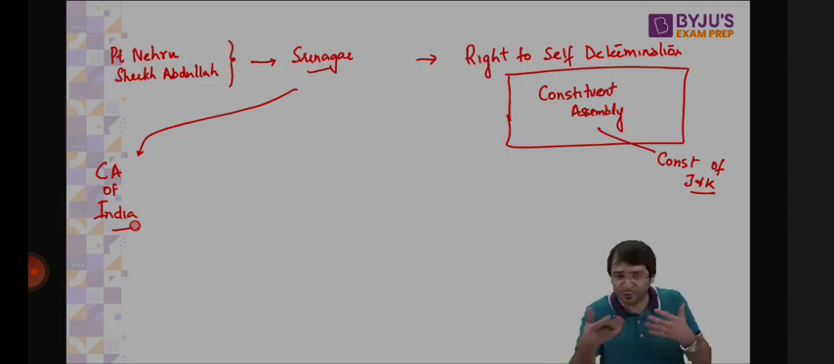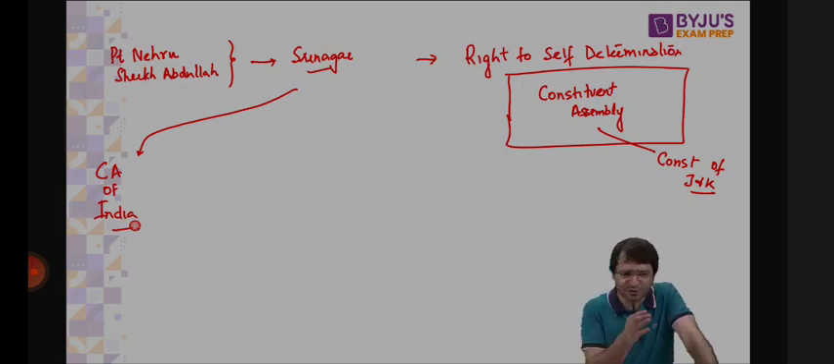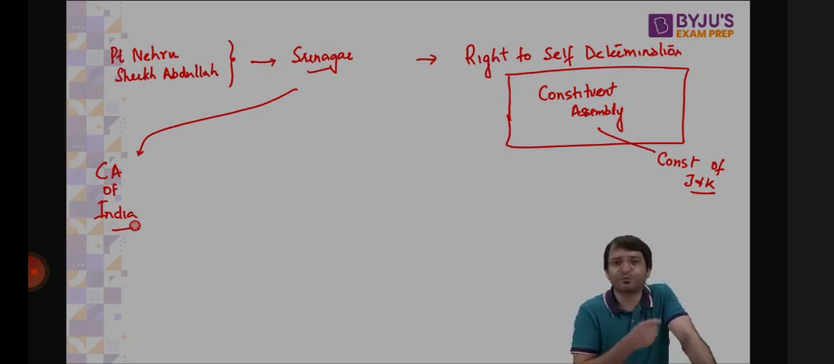What should we do? For that, there were negotiations. Negotiations between Gopalaswamy Iyengar, Sheikh Abdullah, Pandit Nehru, and Sardar Patel, who was also involved. And it was decided, let's have a temporary provision in the Indian constitution.